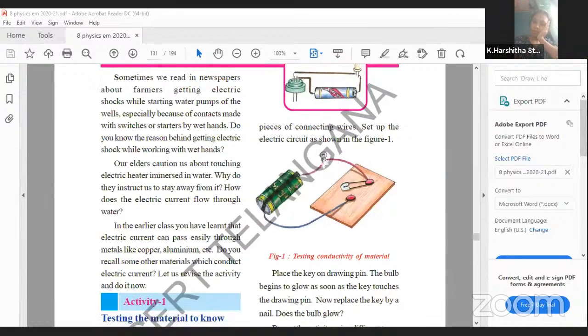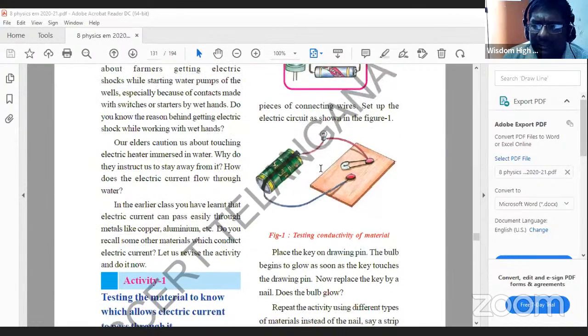Just recapitulating that, our elders also instruct us, when we are going to touch electric circuits, that you should touch with a wooden pole, especially in the rainy season. Why do we have to touch electrical wires with a wooden pole? What is the reason?